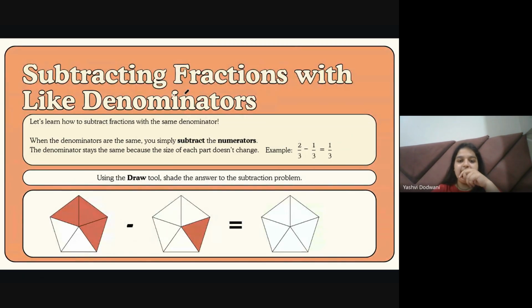Now subtracting fractions with like denominators. Like denominators means same denominators. When the denominators are the same, you simply subtract the numerators as we did in adding. If the denominators are the same, we simply added them, right? So over here also we'll simply subtract the numerators. So this example, 2 by 3 minus 1 by 3, will give you 1 by 3.